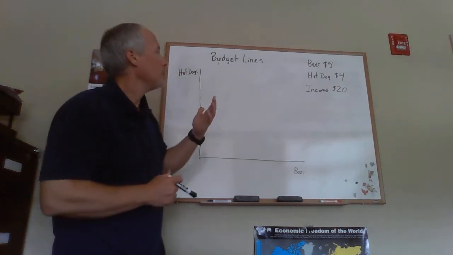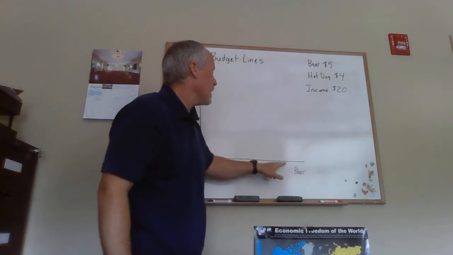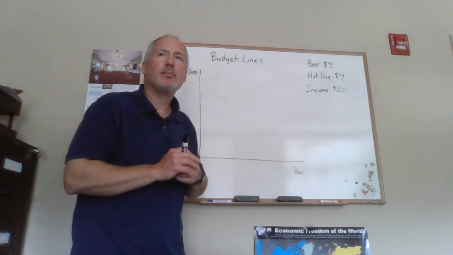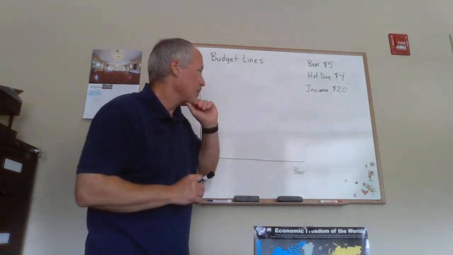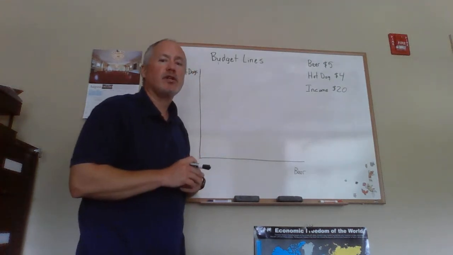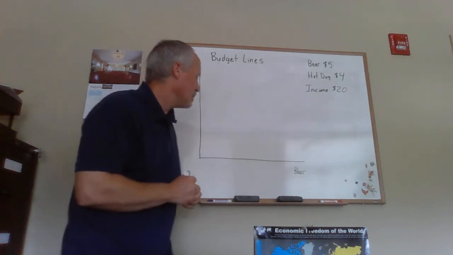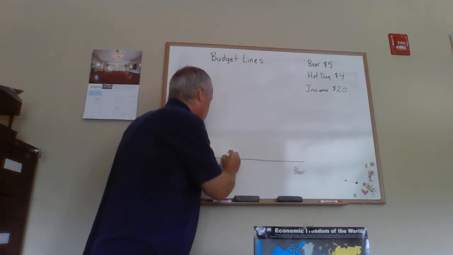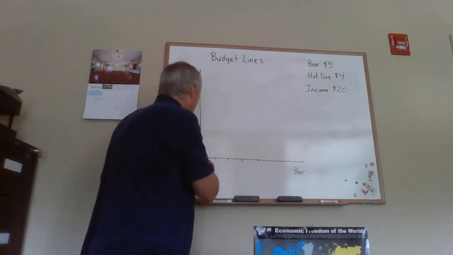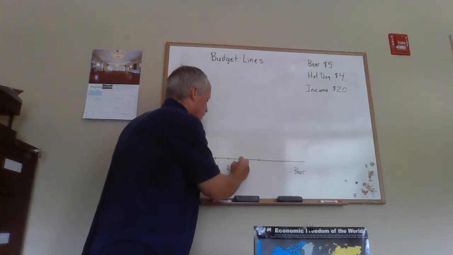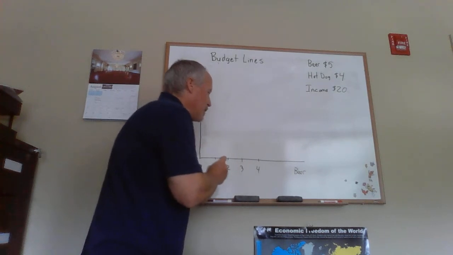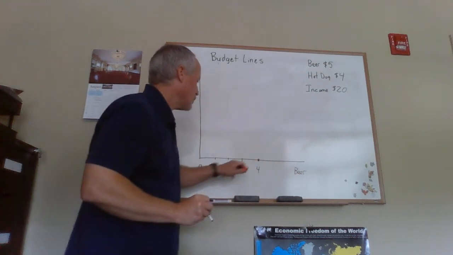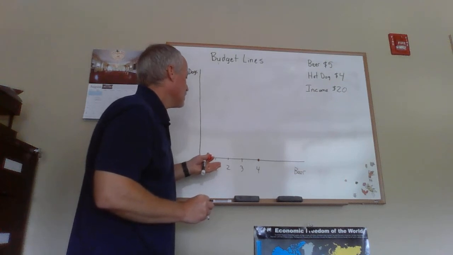Well, the easiest thing to do is take whatever good is on the x-axis and do this thought experiment. What if the person spent all of their money on beer, the x-axis good, how many units of it could they buy? Well, income is $20, beer is $5 at the game. So that means they could buy up to 4 beers at the game. So we count them out here, and we know that we would have a point on the budget line here. We could afford 4 beers and no hot dogs.